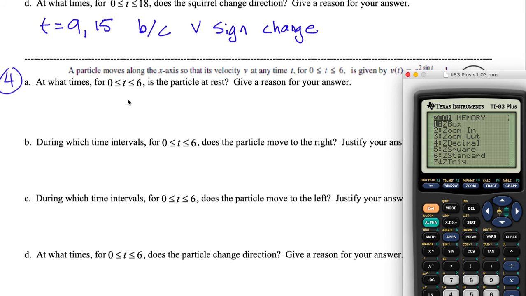Let's go ahead and analyze our problem. When is the particle at rest? That is where v is equal to 0. That is when it touches the t-axis in this case. So it probably touches the t-axis over there.